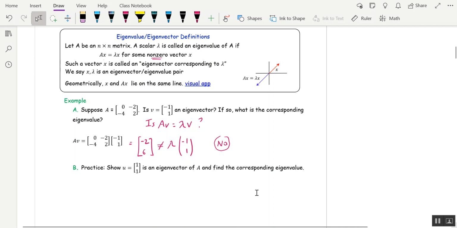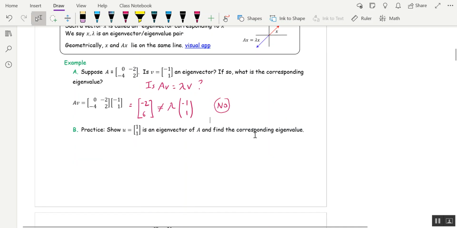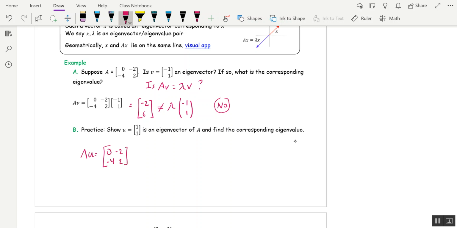All right, now you try it. Show that u is an eigenvector of A and find a corresponding eigenvalue. So pause it and give it a shot. Okay, Au is the matrix with rows 0, -2 and -4, 2 times (1, 1). And that's equal to (-2, -2). And that is equal to -2 times (1, 1). So yes, (1, 1) is an eigenvector, and the eigenvalue is lambda equal to -2.